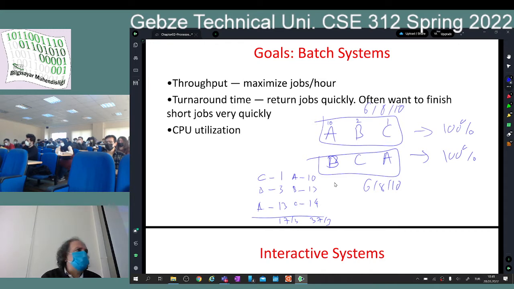So you might say that the CPU utilization is the same, but if you like to maximize these kinds of numbers, what is your throughput? What is your turnaround time? Then these will be the calculations, and we will see some examples of this in a few minutes again.